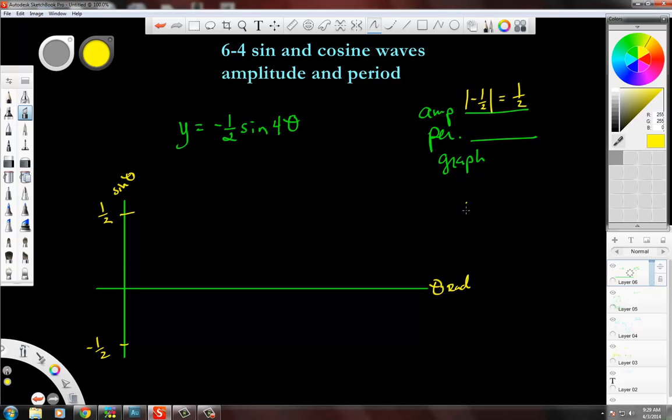So to do that, the period equals 2 pi over b, where b is what? B is 4. This right here is b. So it's just 2 pi over 4, which is 1/2 pi, or pi over 2. So this thing has a very short period. It is pi over 2. So if we graph this, it's going to come out to here.